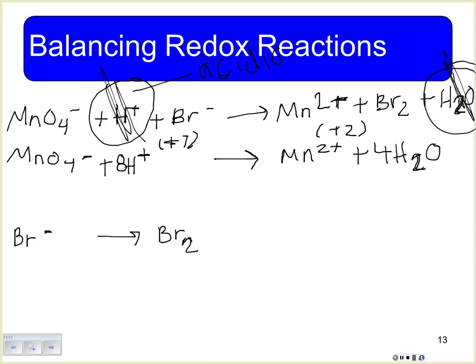Okay, now we have to add electrons to the more positive side. Okay, so this is our more positive side. So we want these to equal each other, so we need it to equal +2. Okay, so how many electrons will that take? Very good. Okay, is this the oxidation or the reduction reaction? It is the reduction.